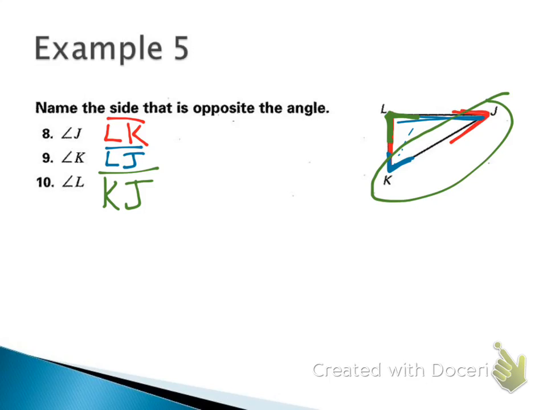Now remember, you said JK, I wrote KJ. It's the same thing. Either order is fine. And that's on all of these. You could do JL if you wanted. You could do KL if you wanted. All the same. What are your questions on this? All right, I'll get you your homework.